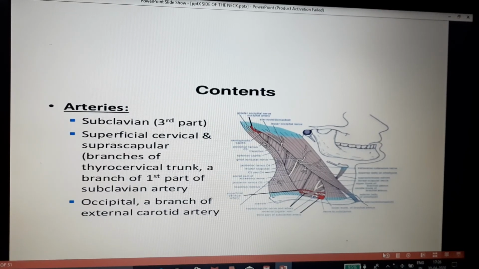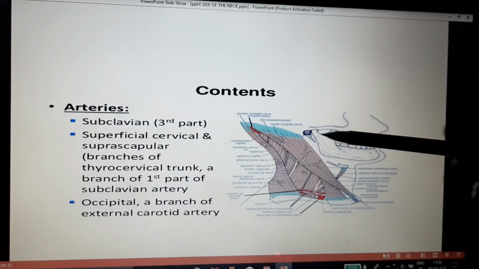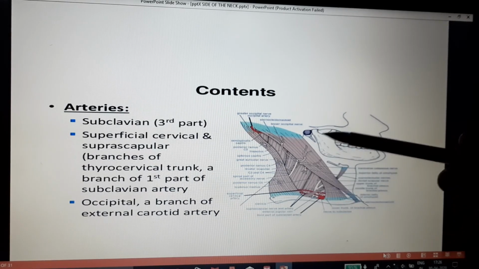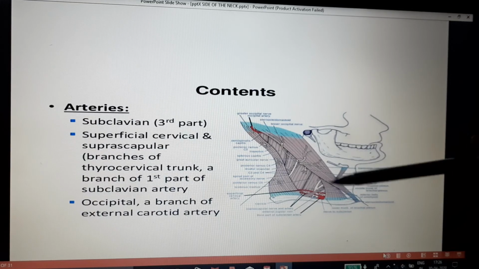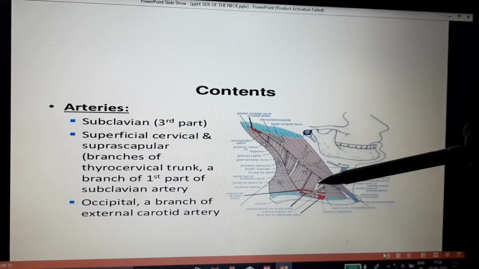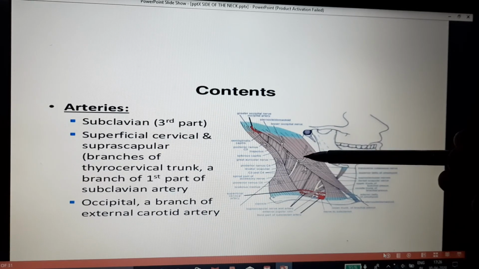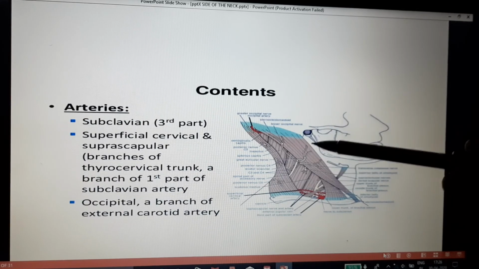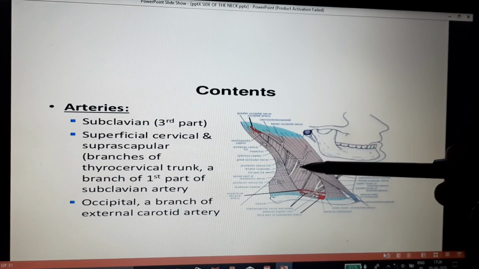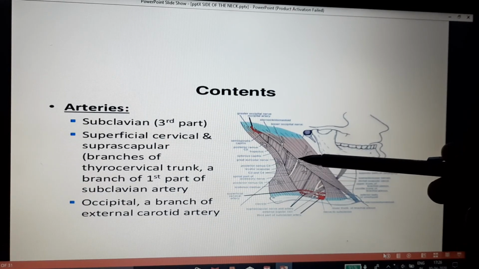Now we'll study the contents of the posterior triangle of the neck. In this figure, skin and platysma have been removed and you can see all the contents of the triangle. First we will study the nerves. The most important nerve which we will find in the posterior triangle is the spinal part of accessory nerve.